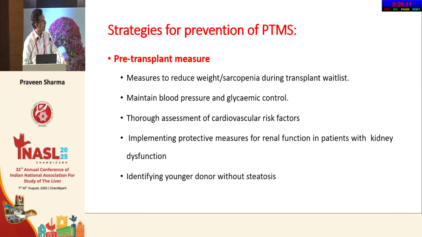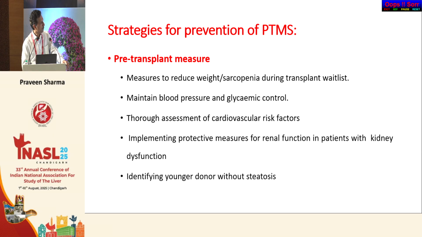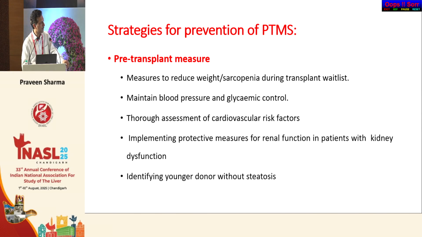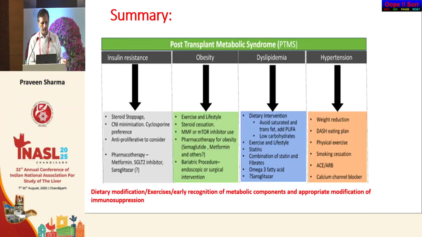So what are the common strategies? I think pre-transplant measures to reduce weight and sarcopenia during the transplant waitlist time are very important. Try to maintain blood pressure and glycemic control, the second point, to improve the post-transplant outcome. Thorough assessment of cardiovascular risk factors is very important, as is implementing protective measures for renal function in patients with kidney dysfunction. And if possible, try to identify a younger donor without cirrhosis.